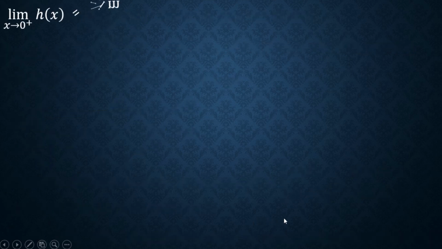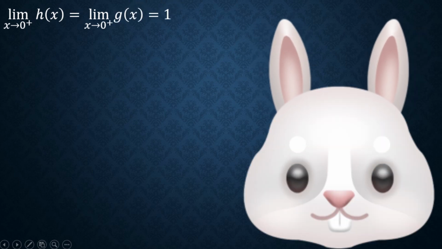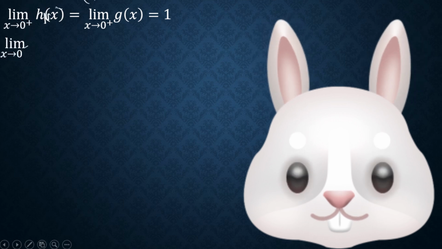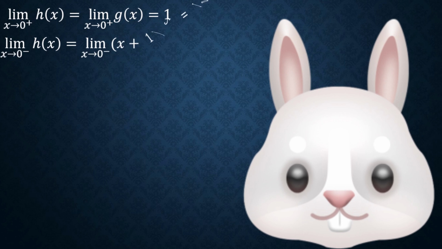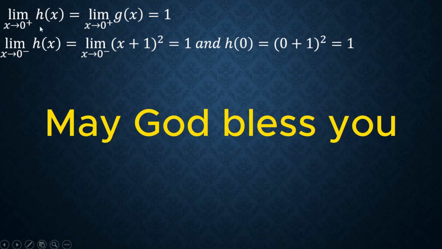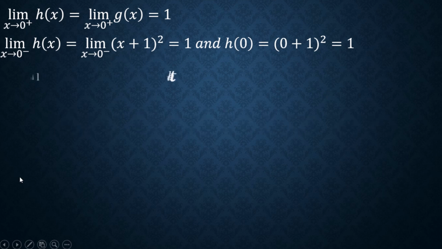Limit of h of x as x goes to 0 plus. In this case h of x equals g of x, and the limit of g of x as x goes to 0 plus equals 1. Limit of h of x as x goes to 0 minus. In this case, h of x equals (x plus 1) squared. We substitute x by 0, we get 1. And h of 0, how do we calculate it? From the second expression, this is (0 plus 1) squared, which equals 1. What do we conclude? The limit on the right-hand side equals the limit on the left-hand side, which equals h of 0, so h is continuous at 0.